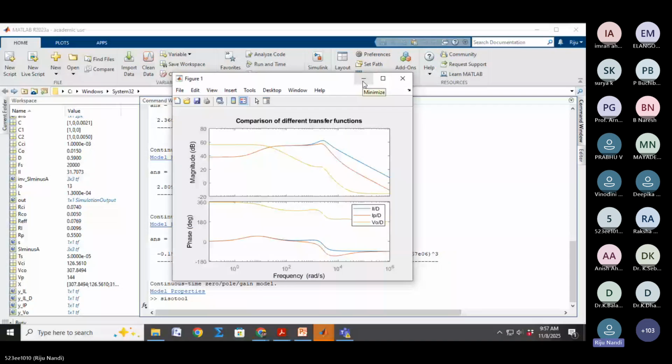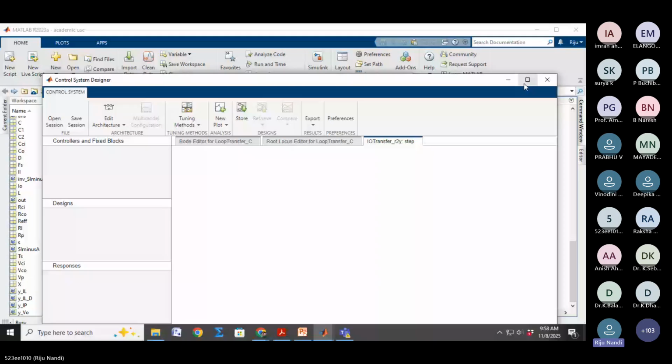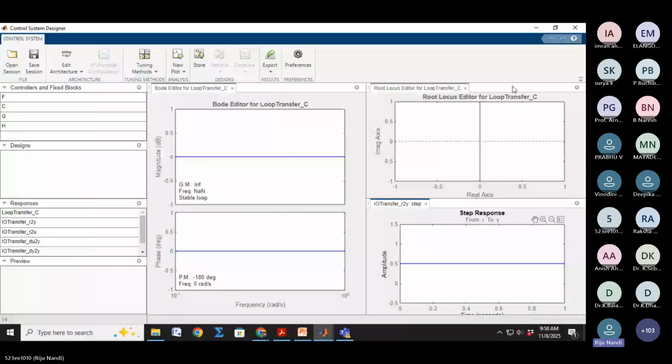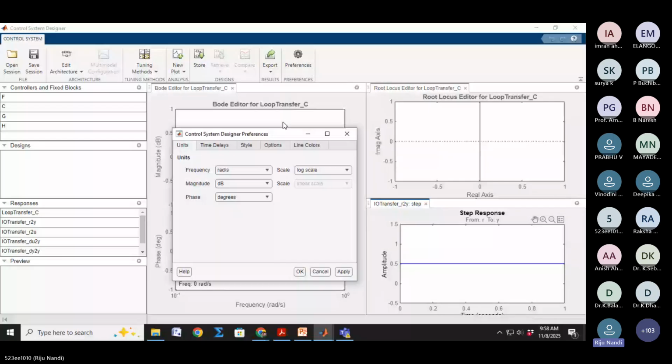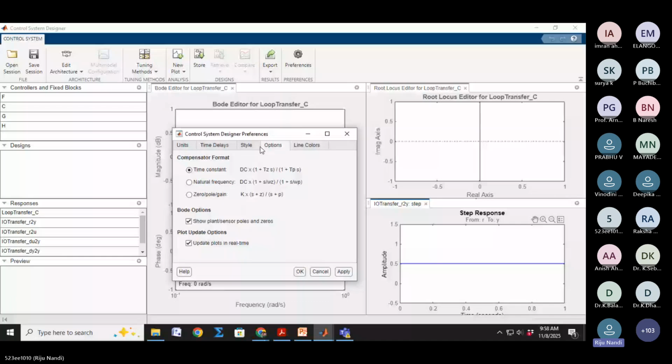You can see the Bode plot has come by that time. V0 by D. Okay, so you can see that the SISO tool has come. Okay, so first you have to go to preference. What is the preference? It is zero, pole, gain. So you have to select. If you go to the zero part, there is a style option also. Okay, you can see that option is there. You have to click that zero, pole, gain.